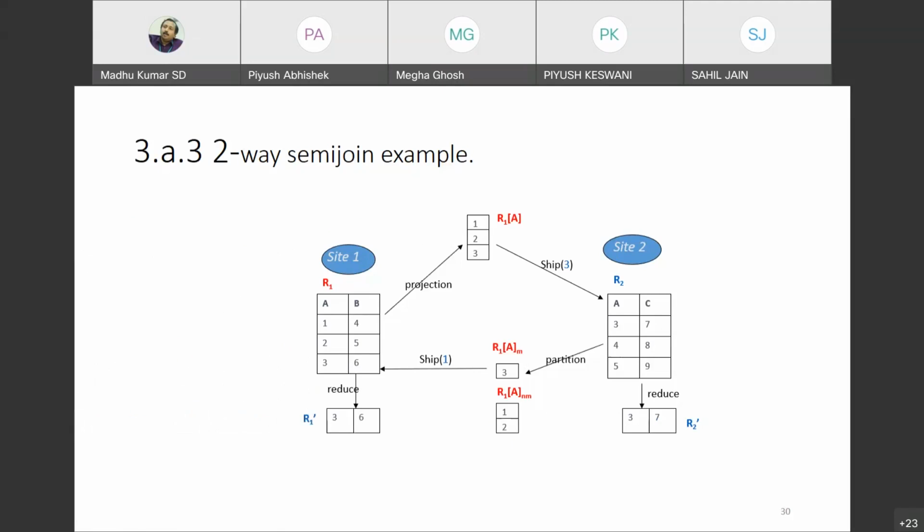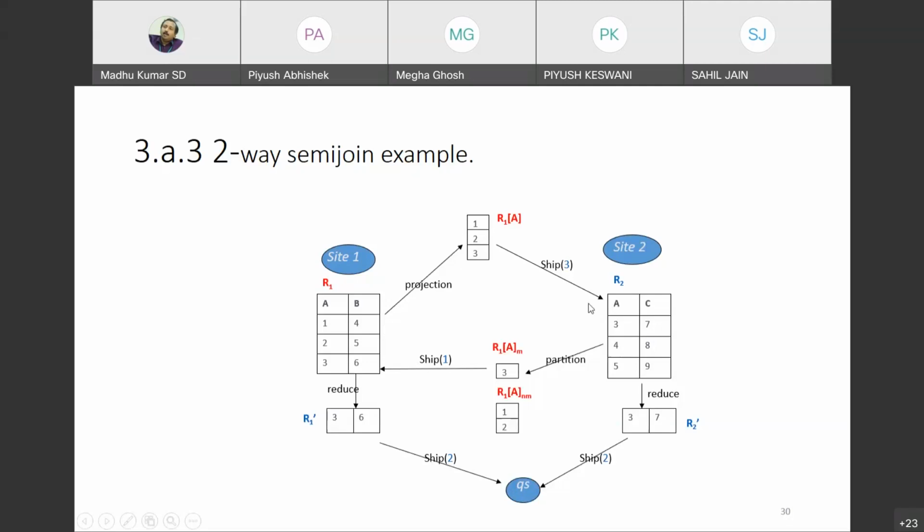So what you get is 3, 6, and that is actually transmitted to the site from where the query is coming, and 3, 7 is transmitted here. So here you take the join. So you get the final result. So that is actually two-way join.